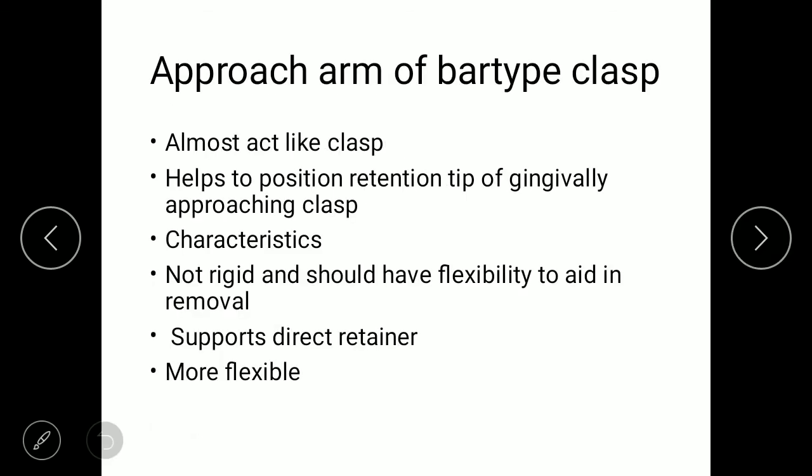The next and final one is the approach arm of the bar type clasp. It almost acts like a clasp. It is mainly used in positioning the retention type of gingivally approaching clasp. Characteristics are that they are not rigid and should have flexibility to aid in removal. It should support the direct retainer and also be flexible.